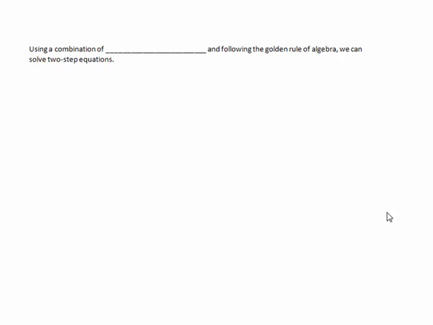So just fill out these notes. It says using a combination of what and following the golden rule of algebra, we can solve two-step equations. Using a combination of the properties of equality, which we talked about last time, the addition and subtraction properties of equality and the multiplication and division properties of equality. And following the golden rule of algebra, we can solve two-step equations. So let's give this a shot.